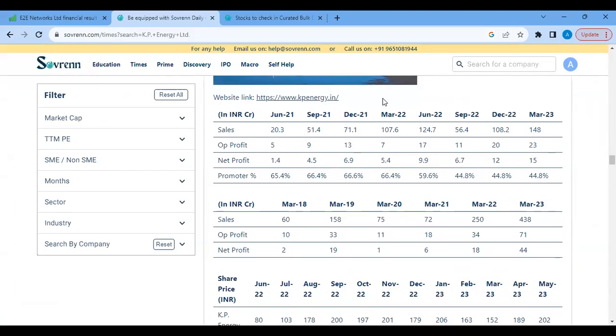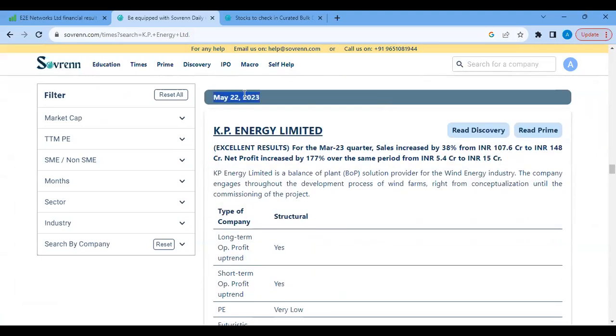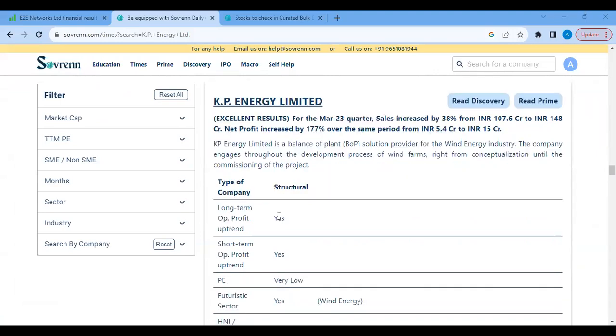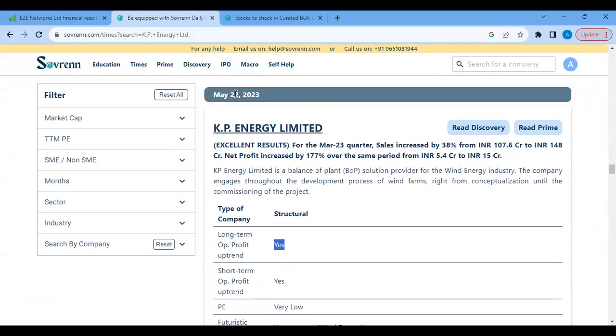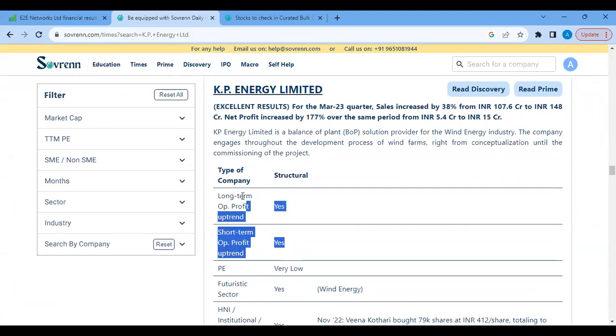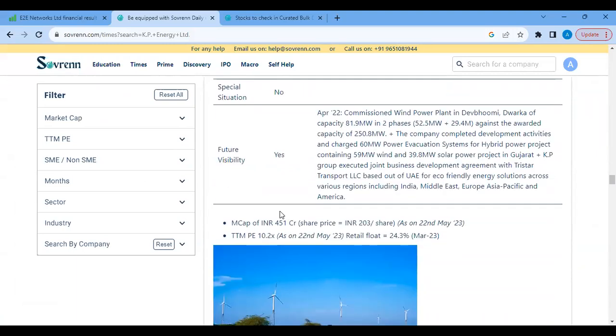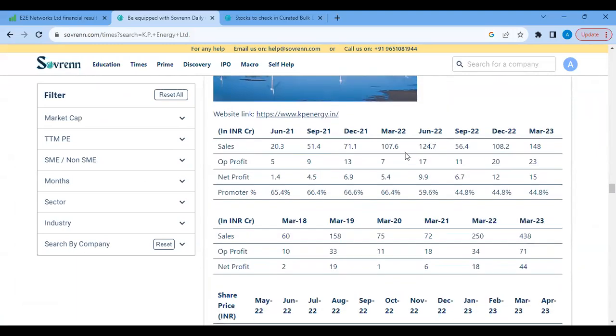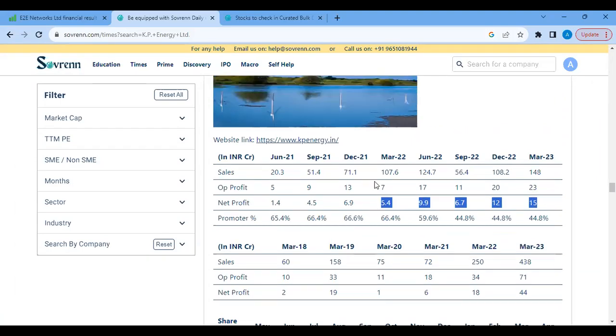On 22nd of May, this company had profit uptrend. Yes or no? On 22nd May, KP Energy had a profit uptrend. You can see that this company had a profit uptrend. I can show you the numbers here also. Can you see a profit uptrend here? Yes, this company had a profit uptrend on 22nd May.